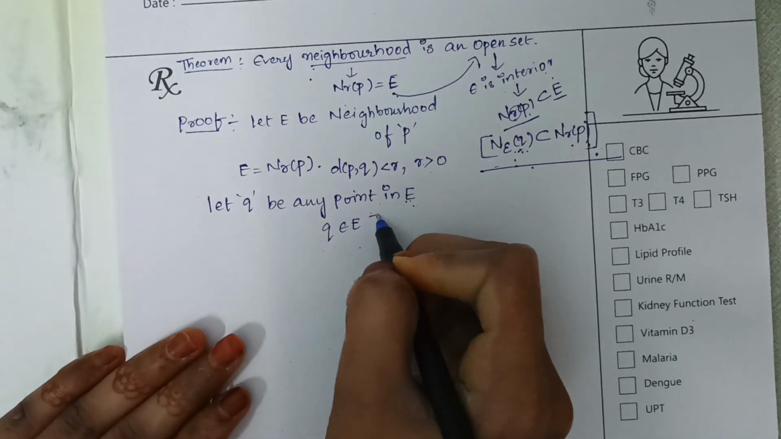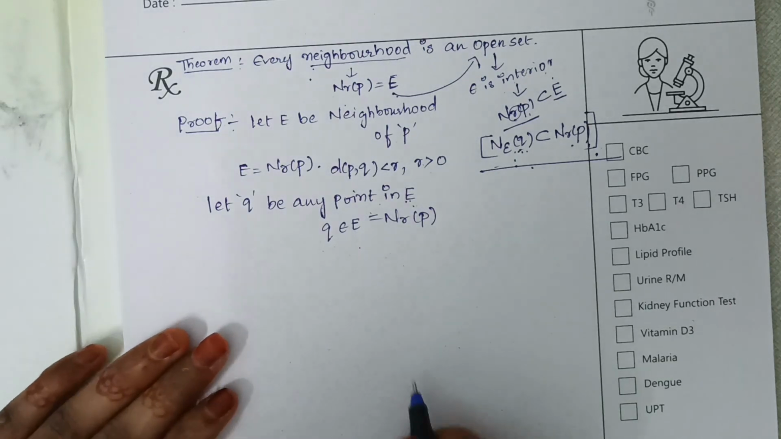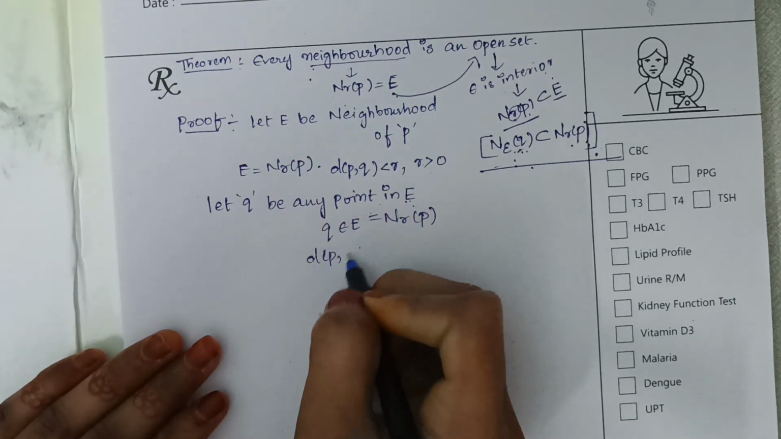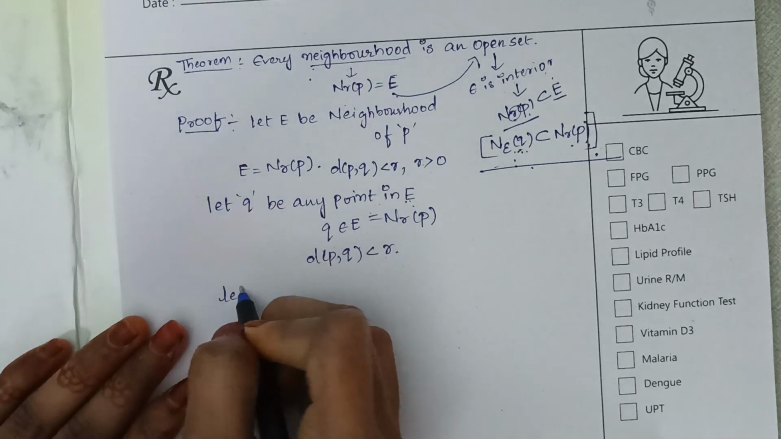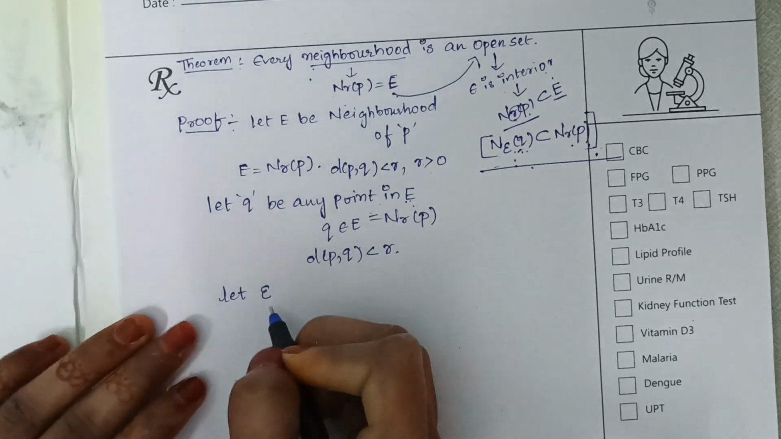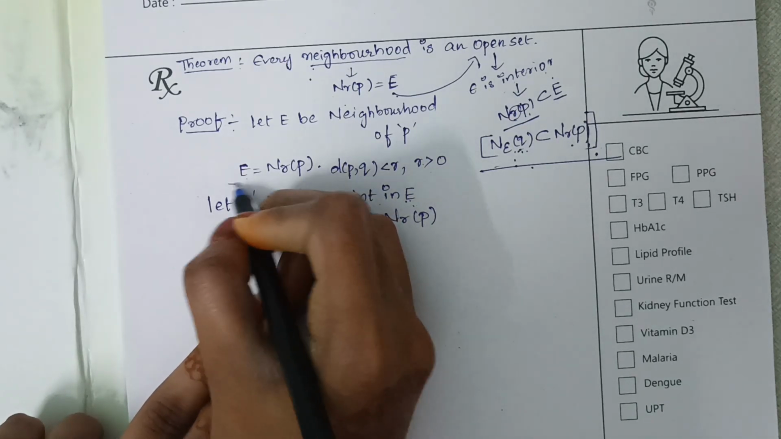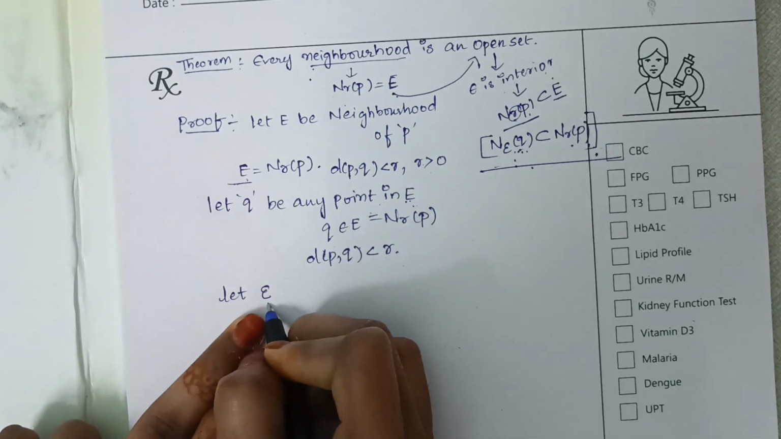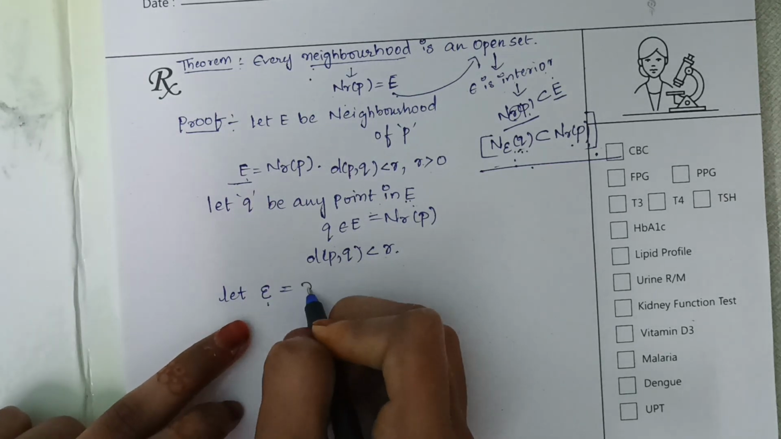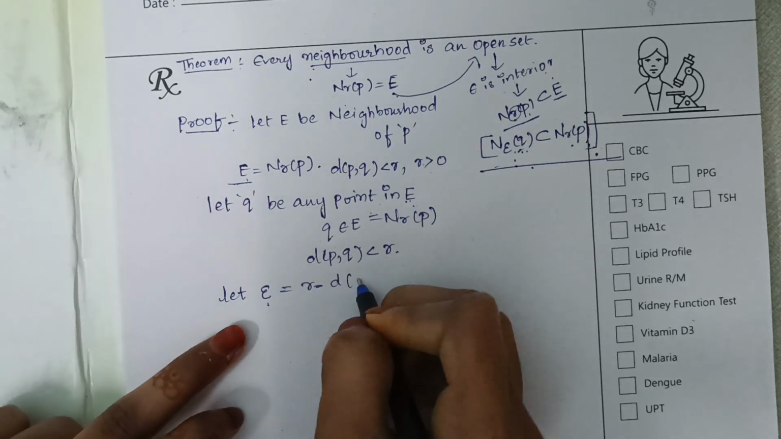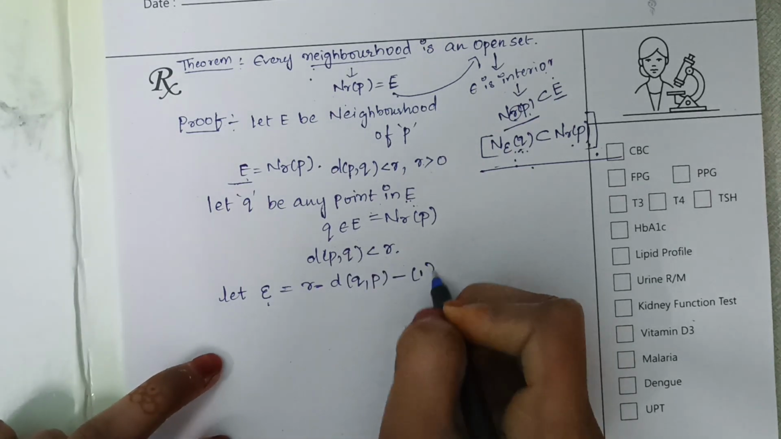E is what? N_r(P). Right? And distance between P comma Q is less than r. Now let us consider epsilon. This epsilon, this E is different from this E. This E is set E and this epsilon is a small positive value, which is equal to r minus the distance between Q comma P. And consider it as equation 1.